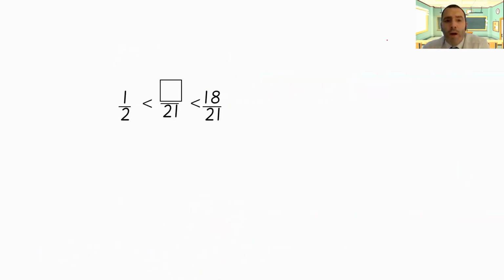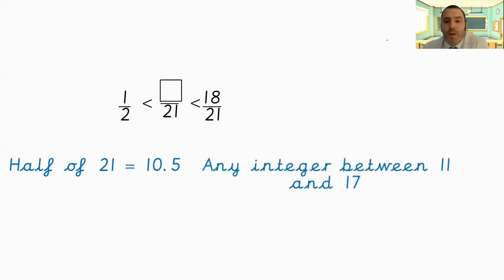So here we've got 1/2 is less than something over 21 is less than something over 18. So half of 21 is 10.5. Now we know we can't have a decimal number in a fraction. So any integer between 11 and 17 will answer this question. So I've gone for 12 here.